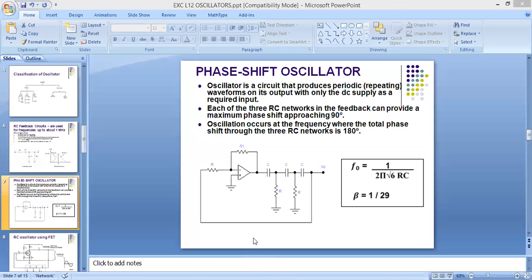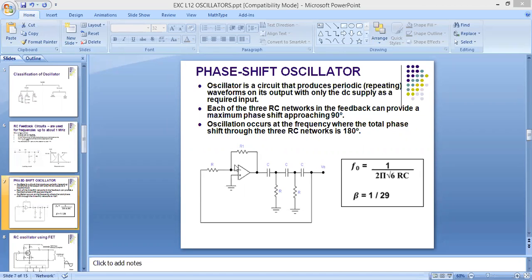This will be the lead network because we are using here firstly capacitor and then resistor. So this is the lead network. So we can say here oscillator is a circuit that produces periodic, periodic means the repeating waveform on its output with only DC supply. Because here we are giving only DC supply. You can see here I am not giving any other external input.